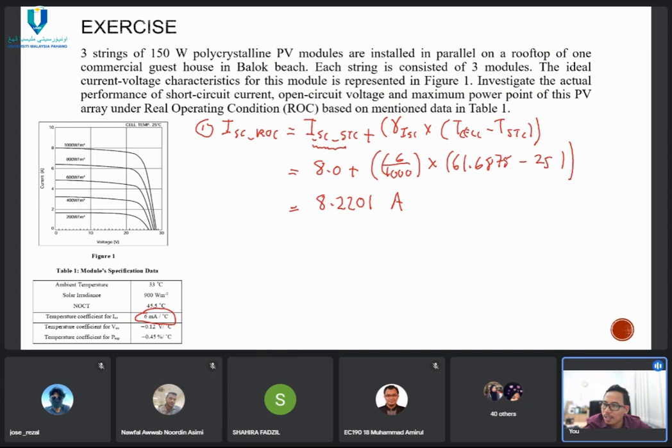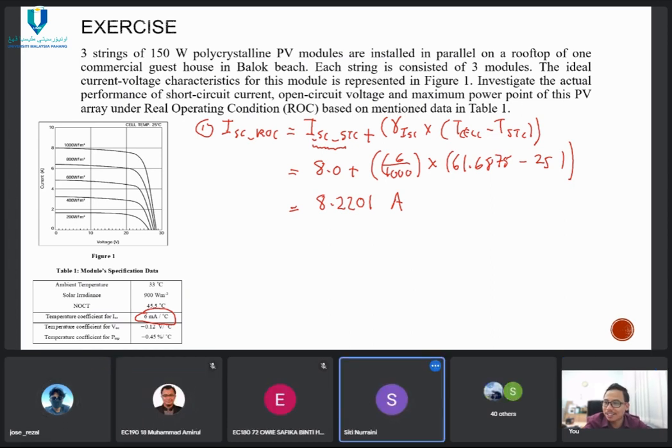Okey. Nuraini dapat tak? Siti Nuraini. Ya, saya tengah kira. Tengah tekan kalkulator. Siapa yang dah dapat? Sama sir. Nurani kena verify. Dapat tak Nurani? Dapat sir, 8.22. Okay, kira dapat lah.